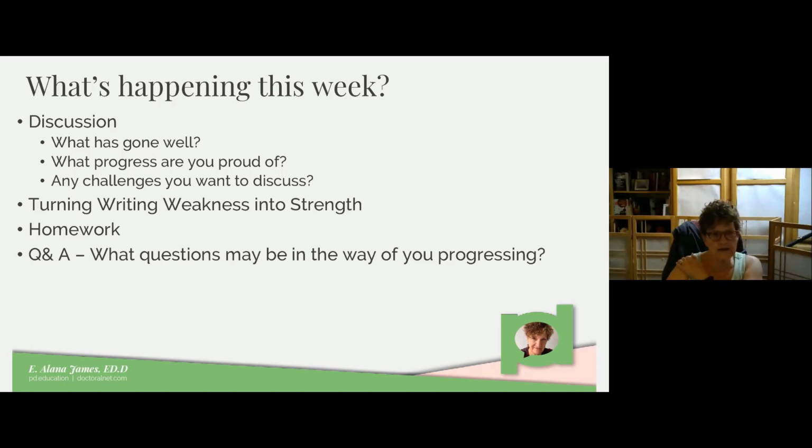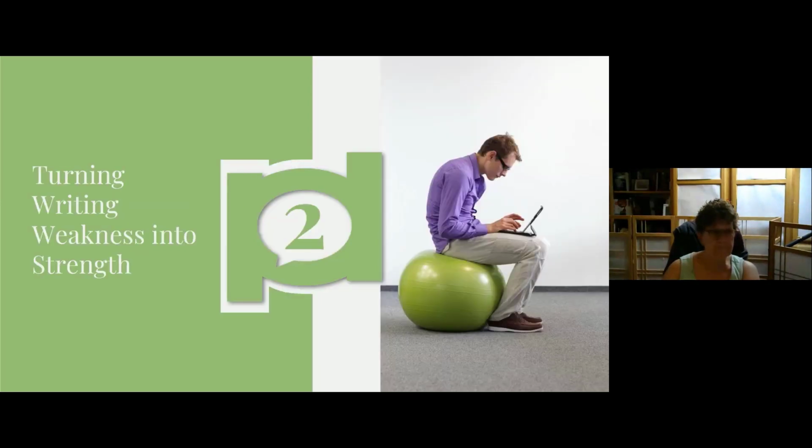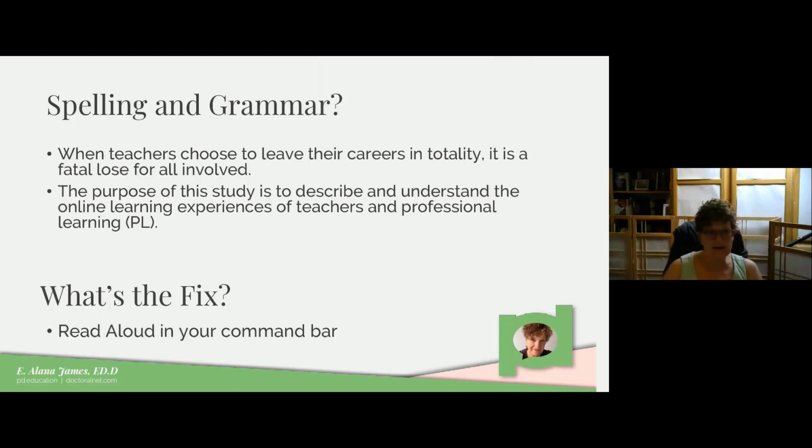Now let's jump into turning writing weakness into strength. Some of these, as I said, will have examples from students who sent their work in, allowing me to use it as data. Others will be just conversation about things we know are typically challenges. But in all cases, I'm talking about the fix as well as the challenge. So turning writing weakness into strength. Okay, so here's a couple of examples of spelling and grammar issues. When teachers choose to leave their careers in totality, it is a fatal lose for all involved.